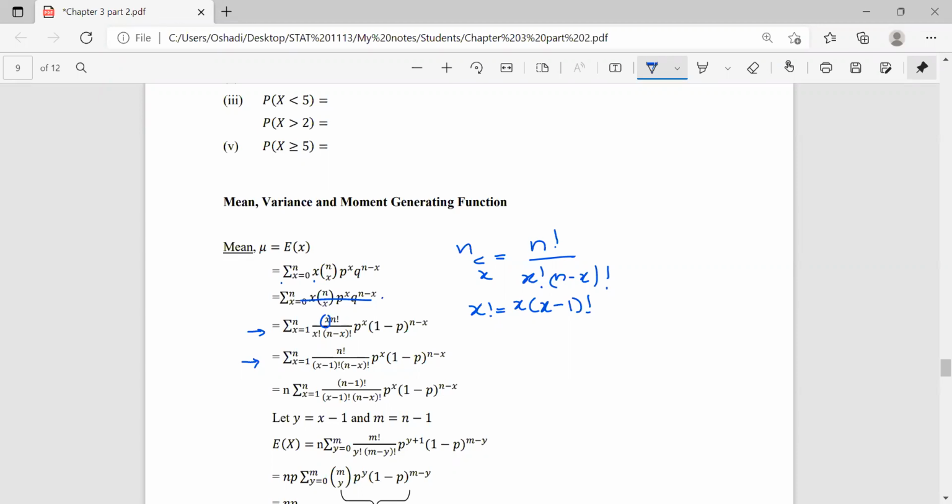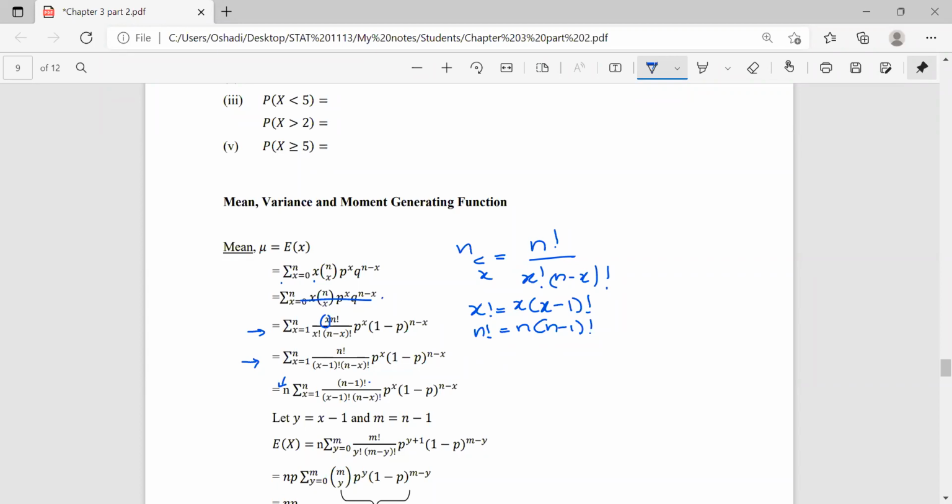Okay, so now we can take one n out and write it as n into (n minus 1) factorial. That means, as we wrote x factorial, we can write factorial n as n into (n minus 1) factorial. Then take n out there and write the inside equation as factorial n minus 1 over (x minus 1) factorial into (n minus x) factorial, right?